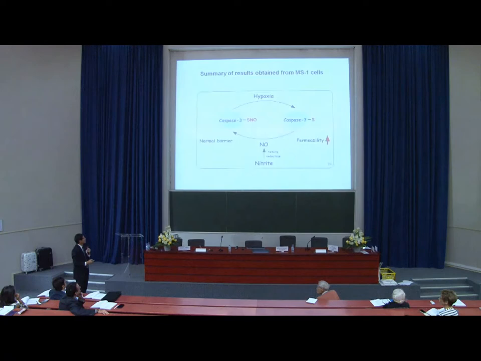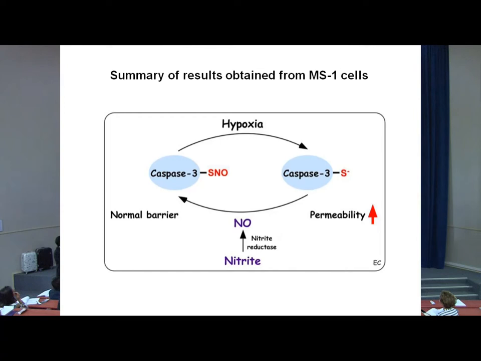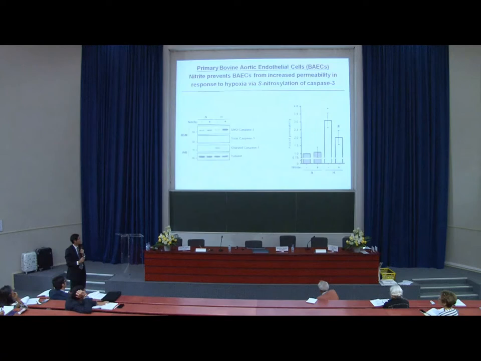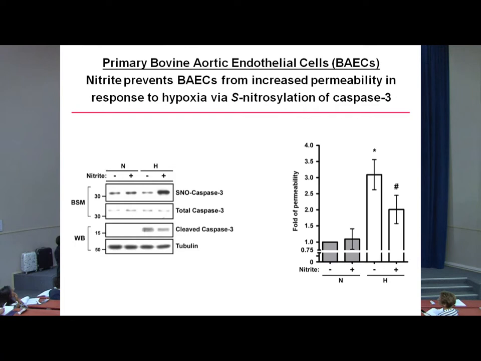Okay, so this is the summary of mechanisms we obtained from MS1 cells. Nitrite indeed produced the bioactive form of NO that pushes caspase 3 back to the S-nitrosated form. So we repeated the same experiments in another type of endothelial cells. In this experiment, we use bovine aortic endothelial cells.